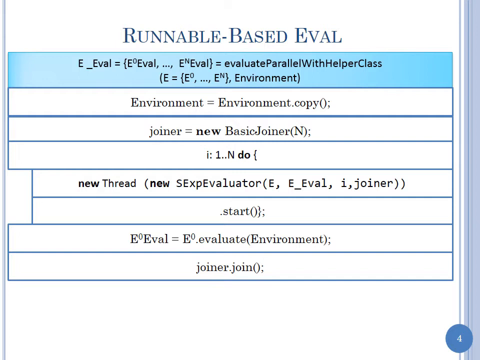But I want to first just say that I cannot assign a thread. If I need to create a new thread here, assuming the thread pool is full, that thread creation can occur here, but that thread can't be assigned to a local variable. Similarly, the joiner cannot be assigned to a local variable, because we want reuse between different invocations of evaluate parallel with helper class.